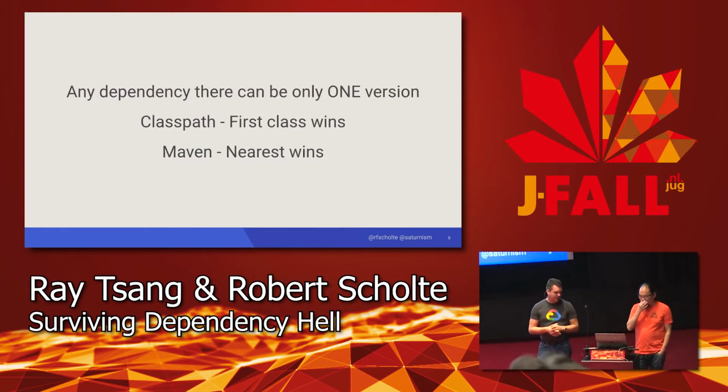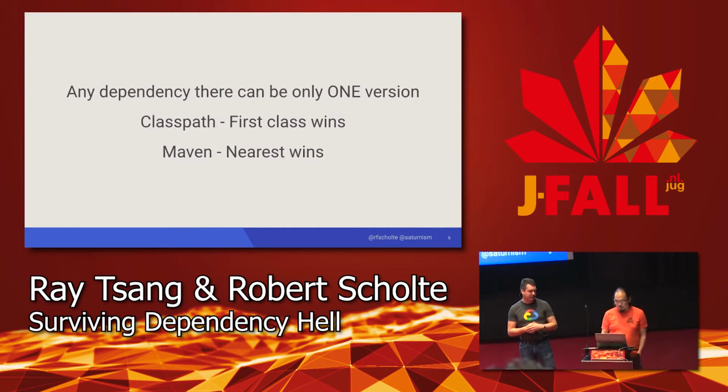If you need to use a specific class, it just goes through all the jars, and the first jar that contains this class file wins. So it doesn't make sense to have multiple versions of the same jar file on the class path. And Maven always picks the nearest one.